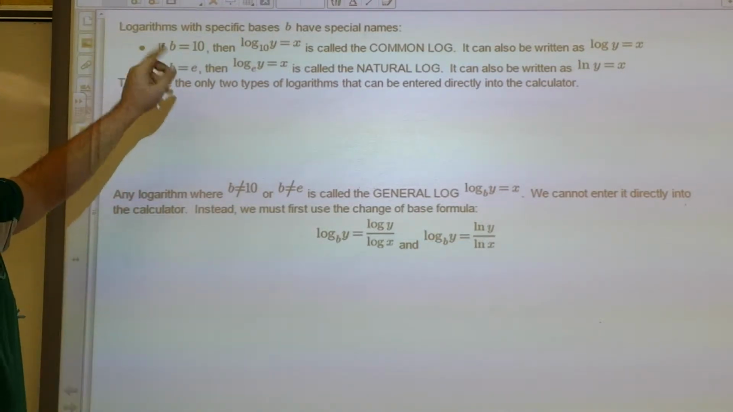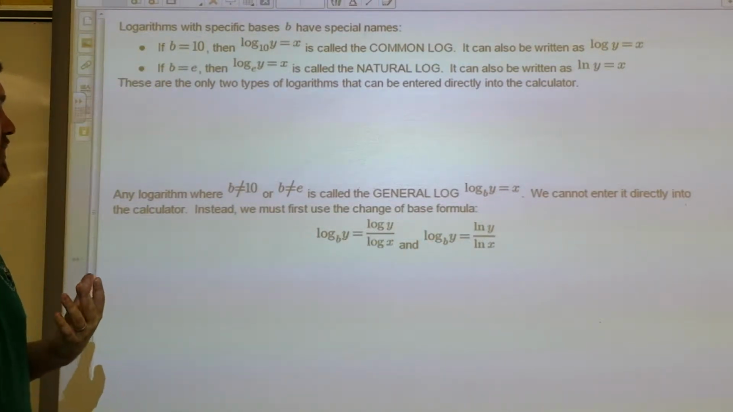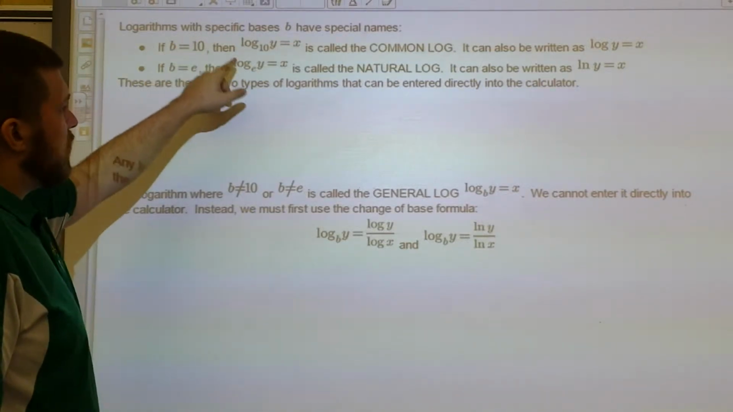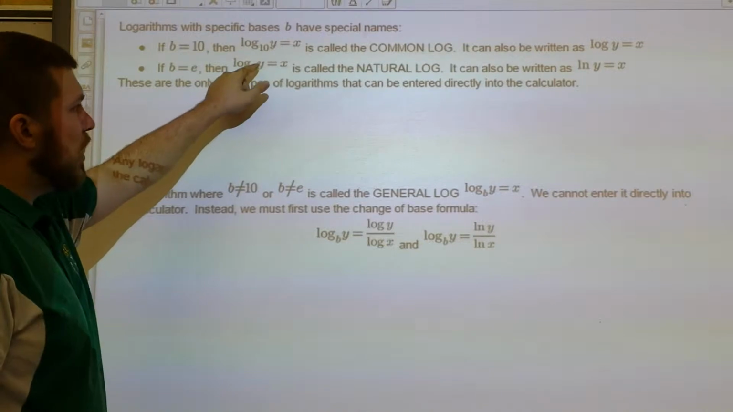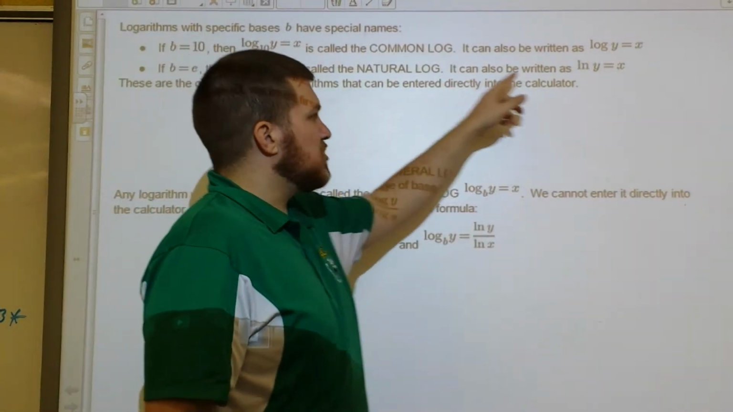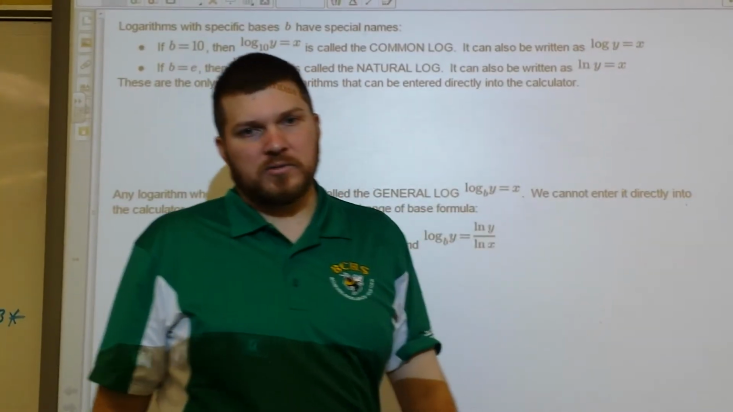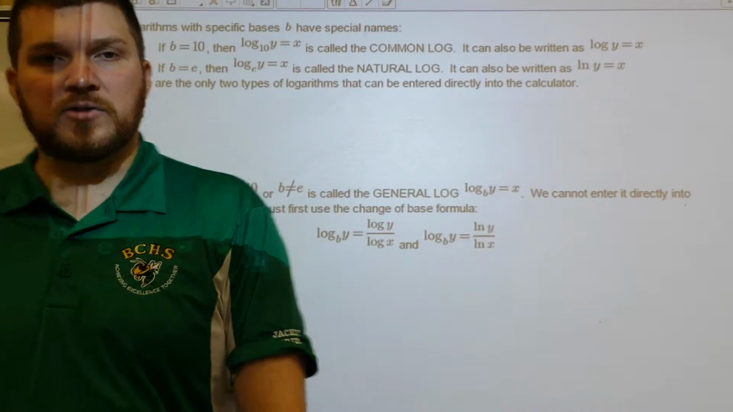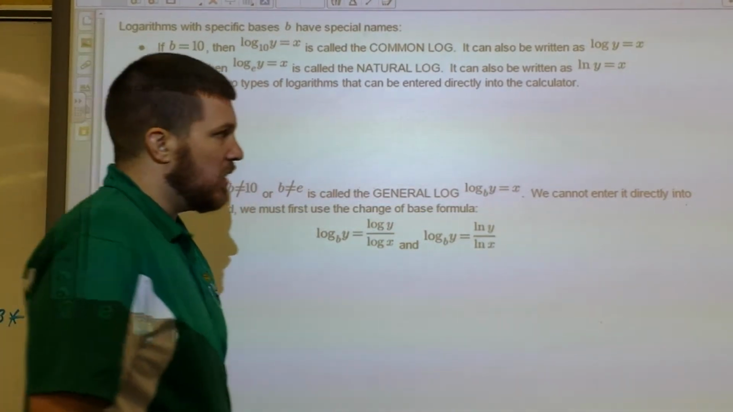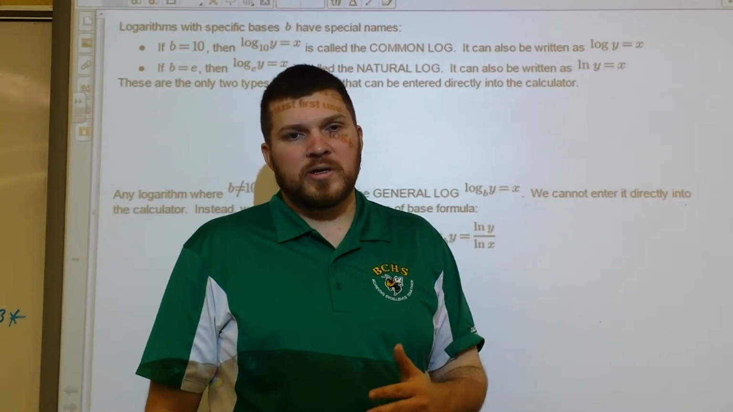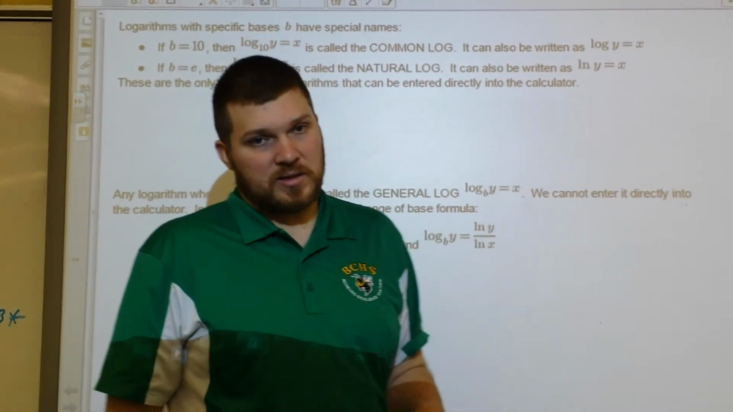If the base is e, like we used in the previous video, again, e is just a special number, kind of like pi, then you can write it as log base e of y equals x, and that's called the natural log. And it can also be written as ln of y equals x. Most of the time, this is what you're going to see. Log of y equals x for common log, ln of y equals x for natural log. Both of those are the only two you can type in your calculator directly as is.